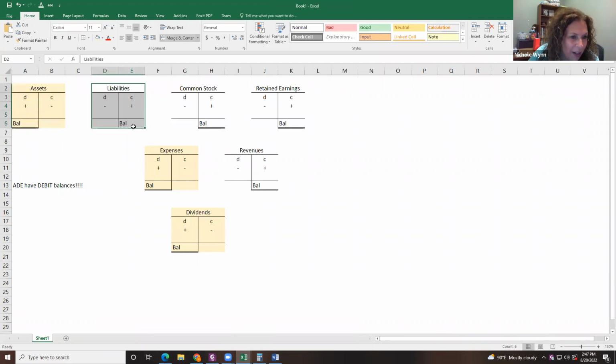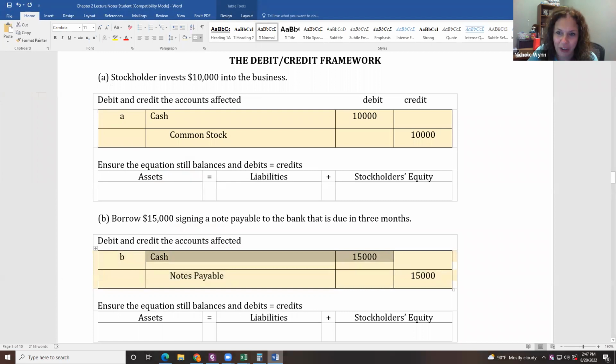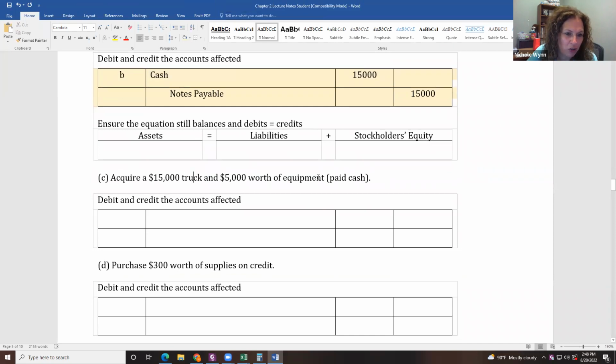Crediting a liability makes liabilities go up. Your equation stays in balance as long as you debit something and credit something. Your accounting equation will be staying in balance. Okay, letter C, acquired a truck and equipment, paid cash. So on letter C, we are receiving equipment of 20.